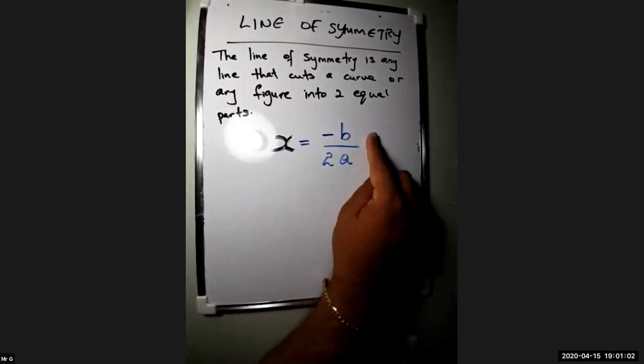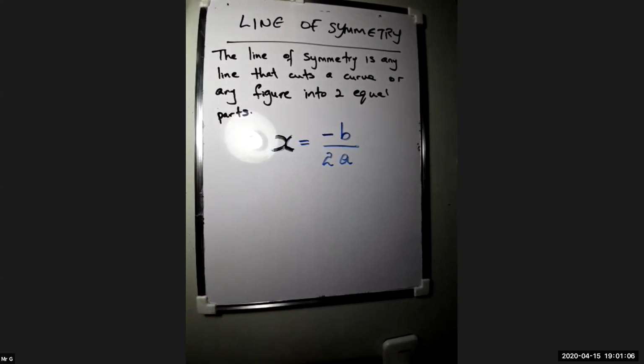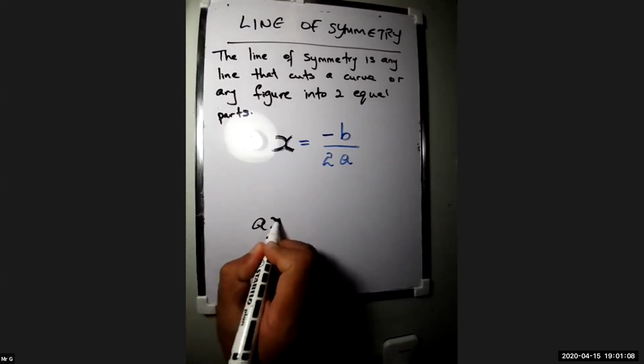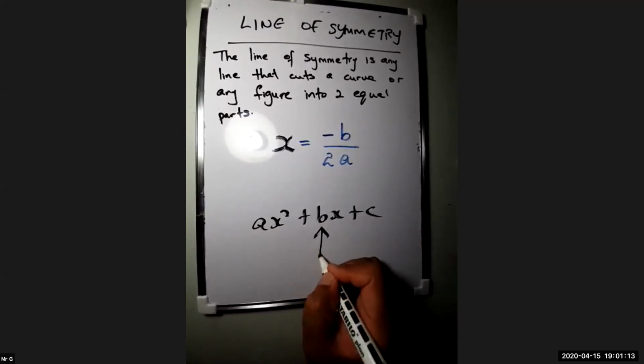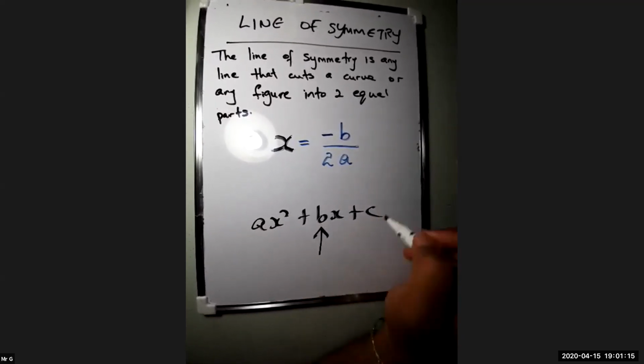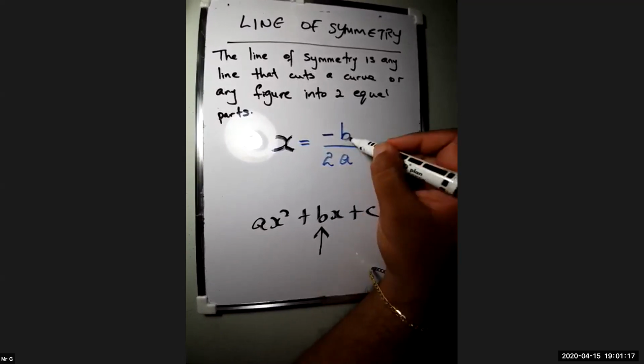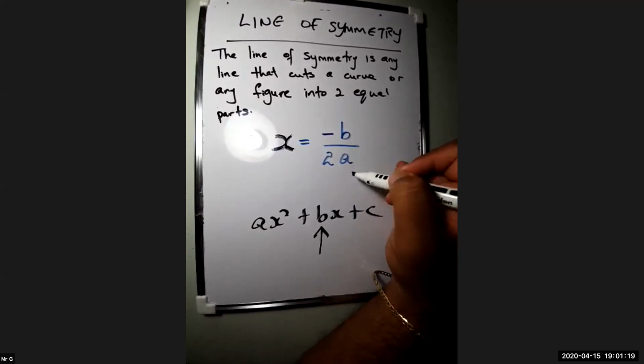Okay. So to find the line of symmetry, it's -b all over 2a. And remember, they will give you it in the form ax squared plus bx plus c, or whatever value they give you for b, that is what you're using here. Okay, and it's minus b all over 2a.